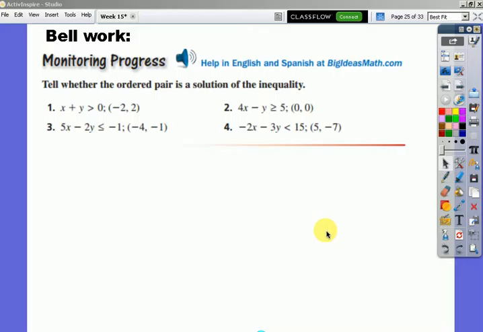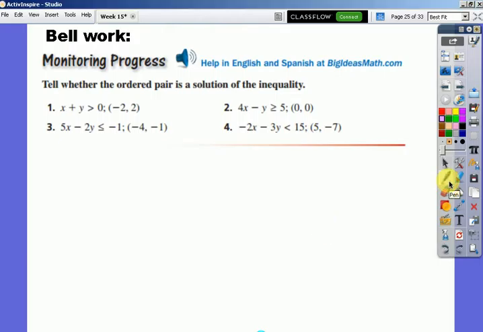So this first set of problems, I'm only going to do one of them to give you an idea of what to do. It says, tell whether the ordered pair is a solution of the inequality. You're simply checking by plugging in whether or not you get a true statement. If it's true, then yes. If it's untrue, then no. So let's just do number 4.